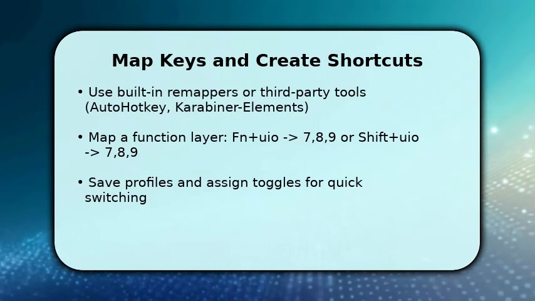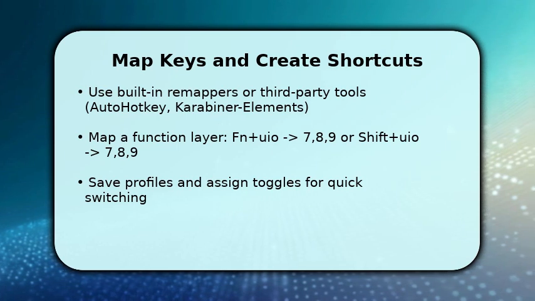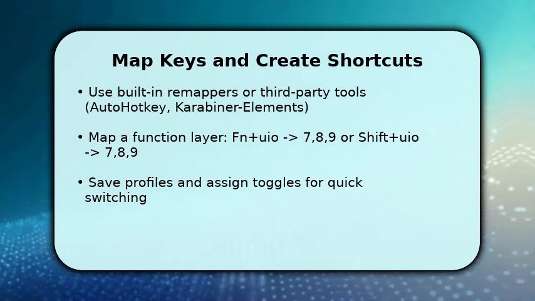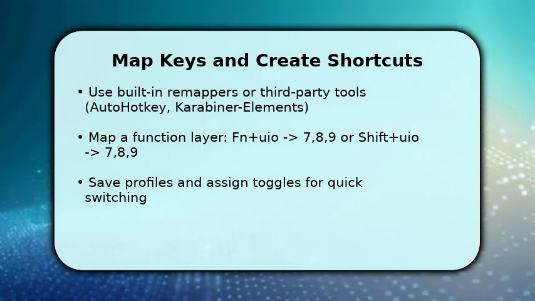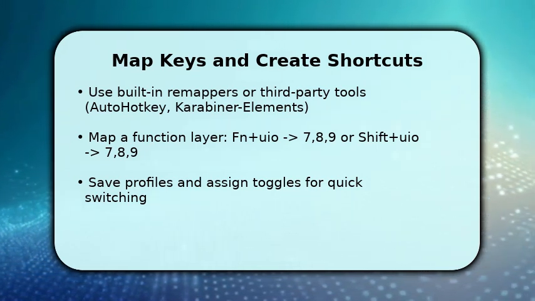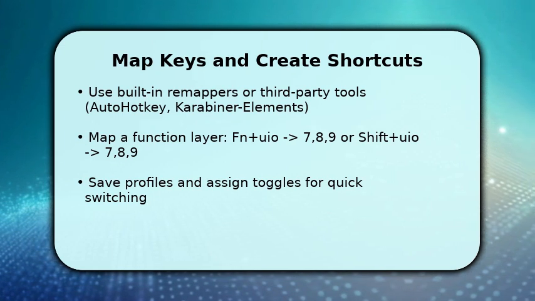Now you map keys. Pick a reliable tool for your OS: Auto Hotkey on Windows, Carabiner Elements on Mac OS, or Xmodmap on Linux. Create a function layer so combinations like FN plus U, I, O read as 7, 8, 9. Alternatively, use Shift plus letter combos if FN isn't present.